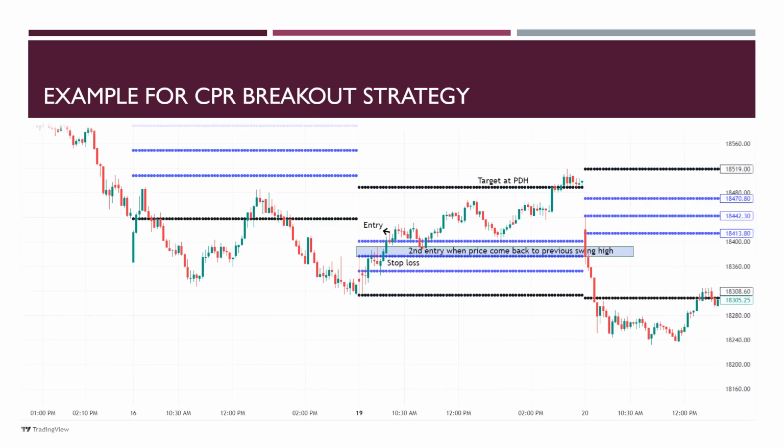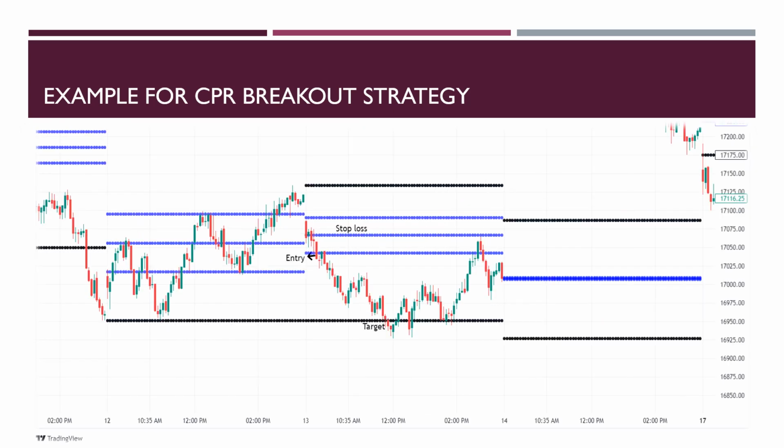Here the 13th candle marked broken CPR and wicks of candles on the left side. There we can take the first entry. Stop loss can be below the central pivot and target at previous day high. Second entry is when the price comes back to the previous swing high. Stop loss below CPR and target at previous day high.